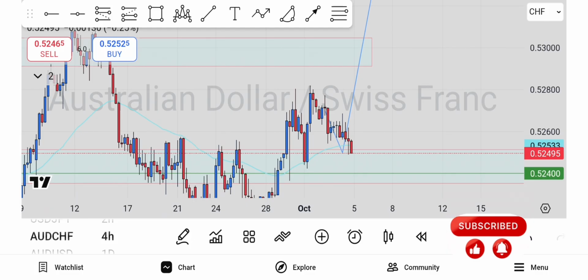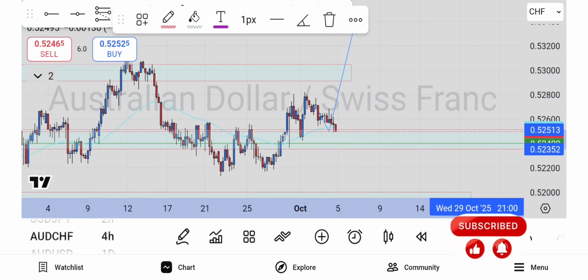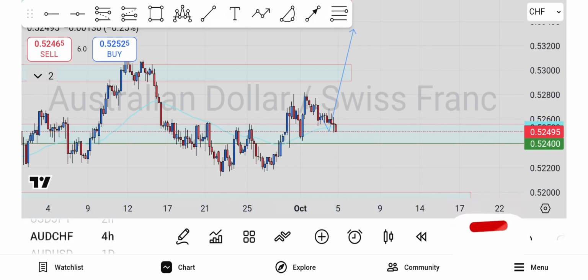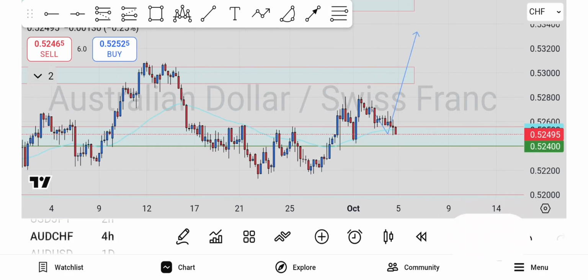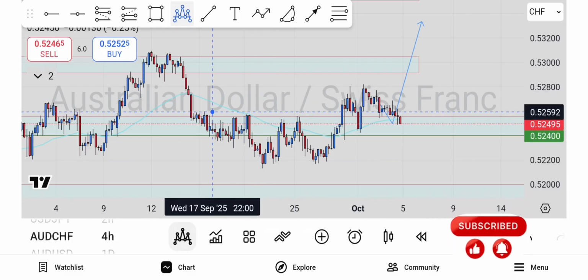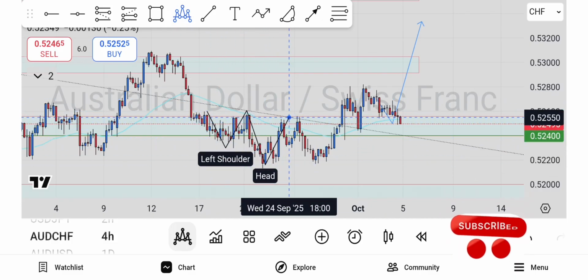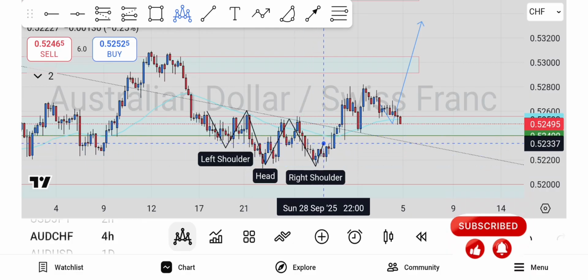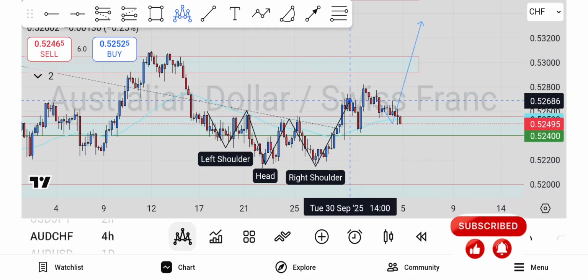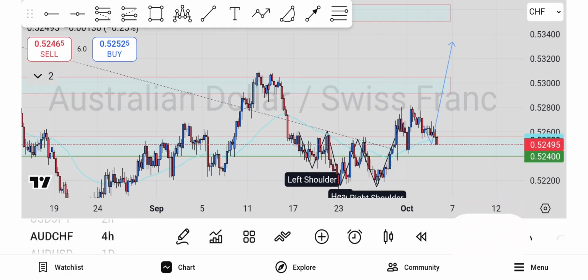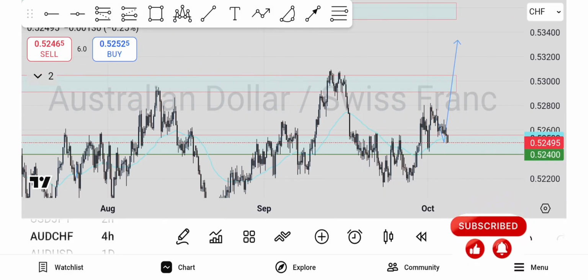So we have price back to this support zone, and if you look well, we see that we have a left shoulder, a head, and also a right shoulder. And then the market broke up the neckline and we have the retracement, so we are expecting price to move up to the upside. So this is it for AUD CHF.